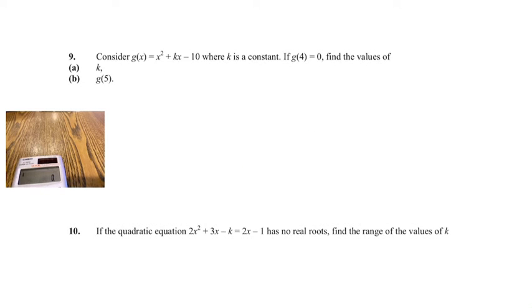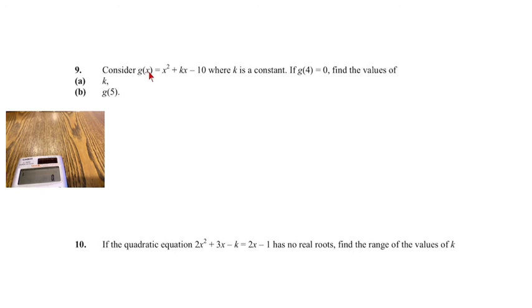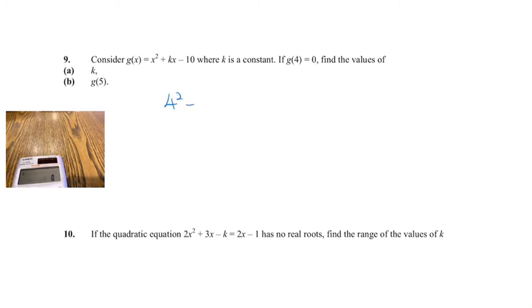So here you see there is a g(x), so that's why in the equation you have an x. But now it's changed into 4, g(4). So what you do is in the equation you also change the x into 4. So it becomes 4 squared plus k(4) minus 10, and then that will equal 0.